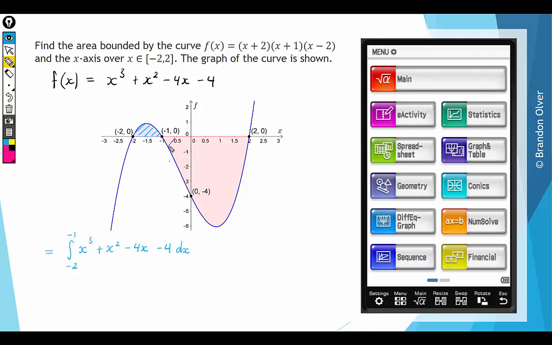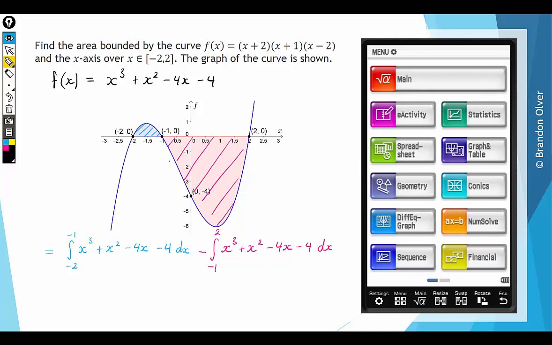And then for the next part, in this pink colour, that's below the x-axis, so the definite integral will be negative. We introduce another negative symbol so that two negatives make it positive. So we have -1 times the integral from -1 to 2 of the function, x³ + x² - 4x - 4 dx. And that is going to give us the area under that curve.